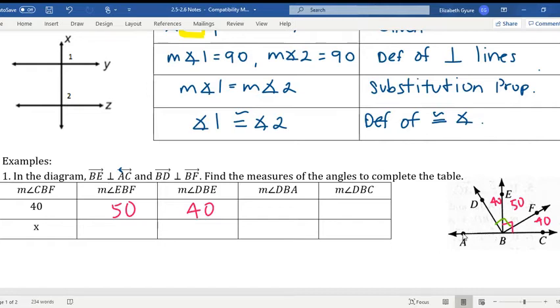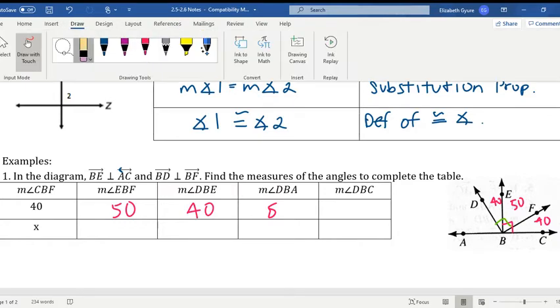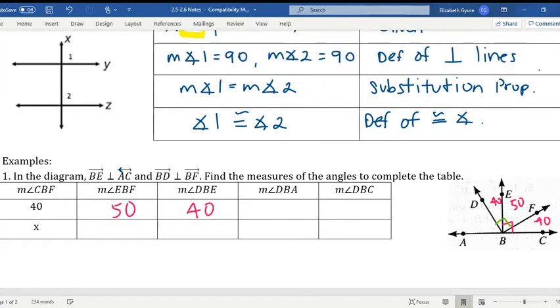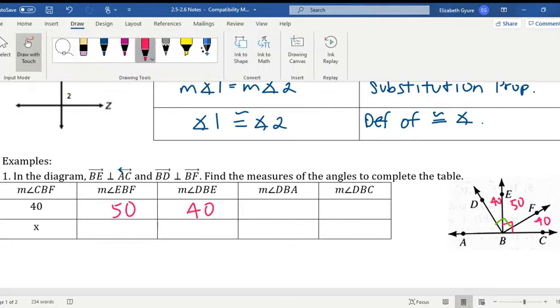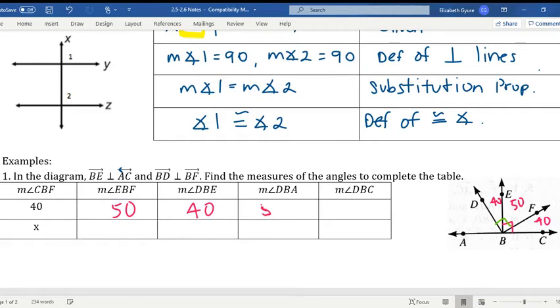Angle DBA. Somebody else, what did you say for DBA? Julia? 50. How did you get 50, Julia? Good. Yeah. We had a right angle here with EBA. EBD is 40. Subtract that, you should get 50. Good.